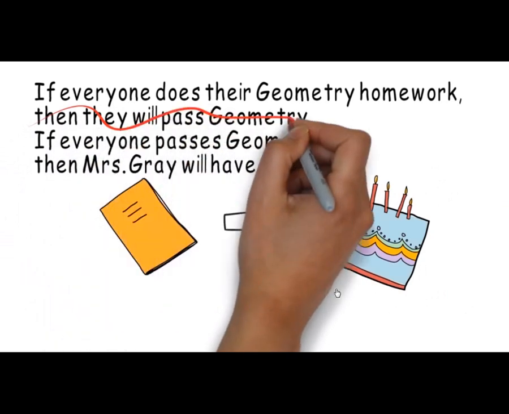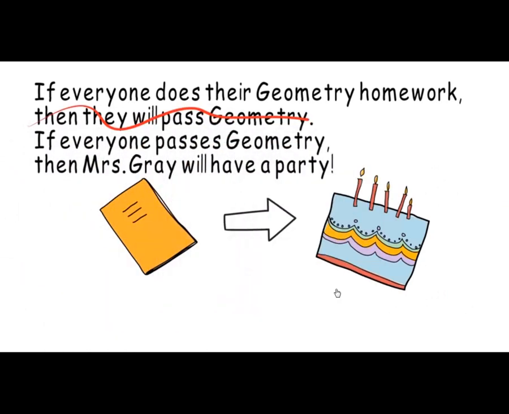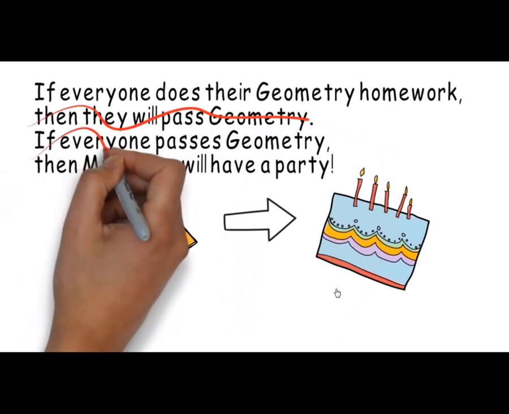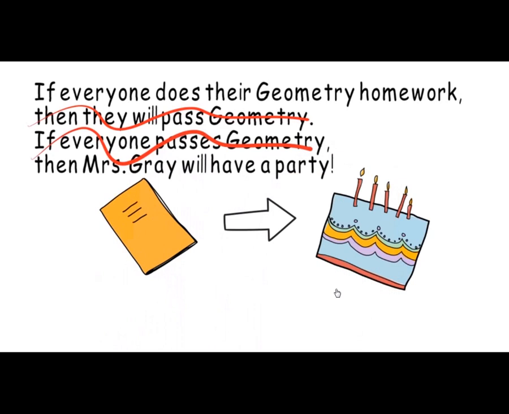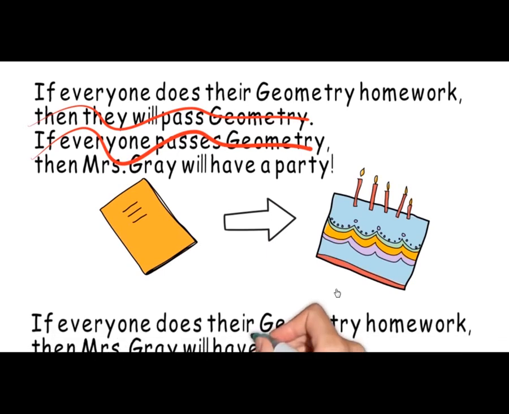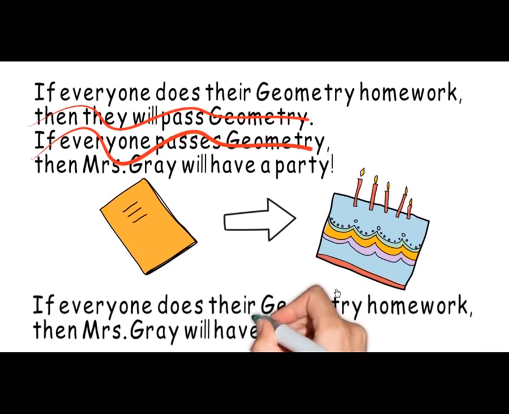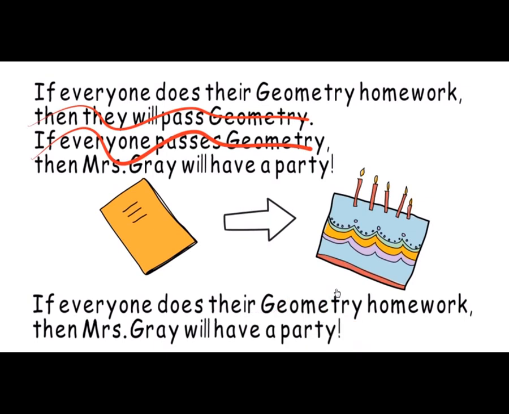Well, let's look again at our original statements. There is a match. We have a hypothesis that then we will pass geometry, and another match if everyone passes geometry. Well, we basically have just crossed those out and combined our hypothesis that we started with and our conclusion that we ended with. We just crossed out the matches and combined what's left over. If everyone does their geometry homework, then Mrs. Gray will have a party.